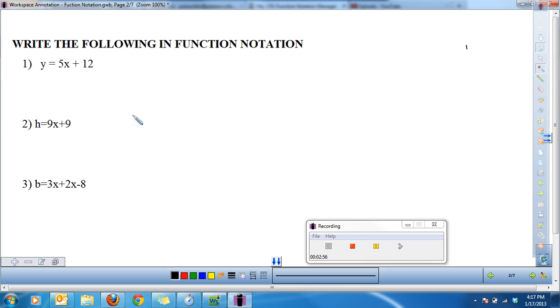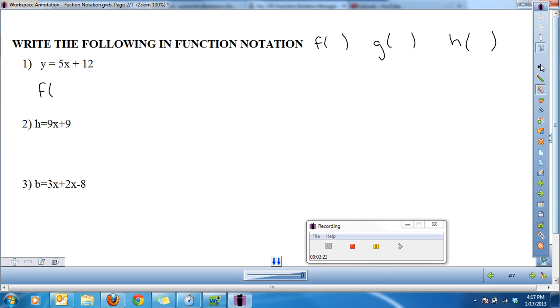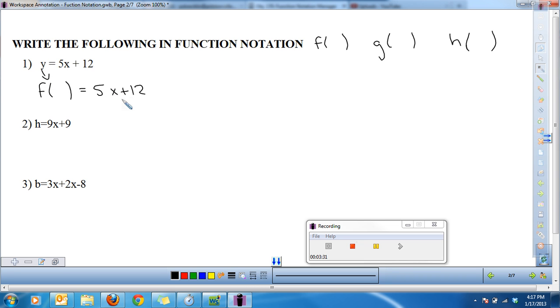Okay, so first of all, how do we write things in function notation? So you can write things as f of something, g of something, or h of something. Any of those are fine. What's important is that the letter that goes in here, the variable that goes inside here, is the variable in your equation that we are talking about. So let's do this first example. I'm just going to write f of, and then I'm going to look on the other side of my equal sign. I'm replacing my y with f of, and I have a 5x plus 12. Since this variable is an x, this is rewritten as f of x.